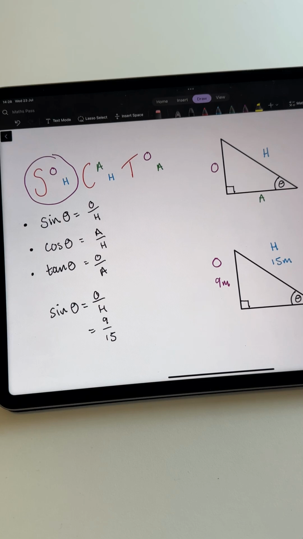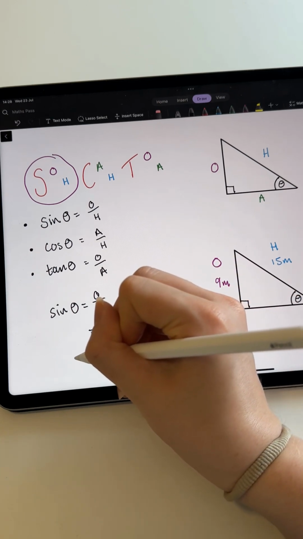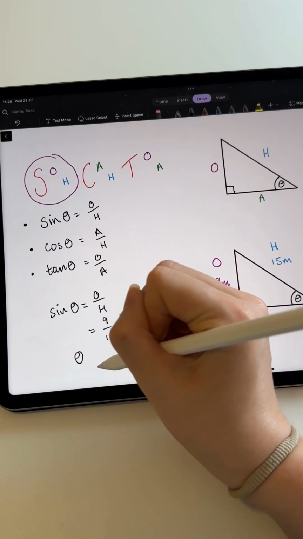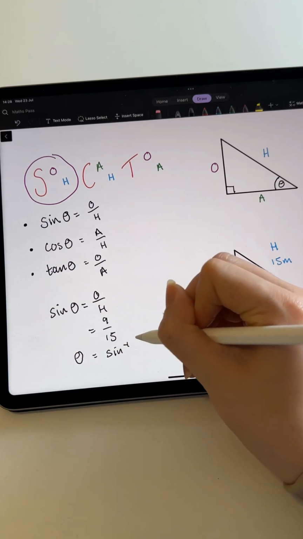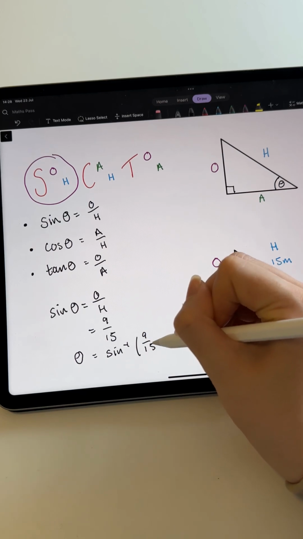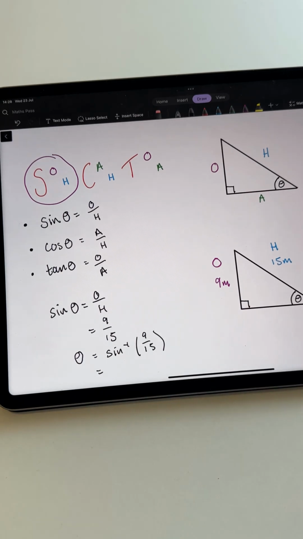Currently it's stuck inside this sine function and we don't want that, so we have to do the opposite of taking the sine of something, and that is taking sine inverse. So taking sine inverse of the left hand side gets theta on its own, and then we have to do sine inverse of the right hand side as well to balance our equation. So once we do that, you can pop it on your calculator.